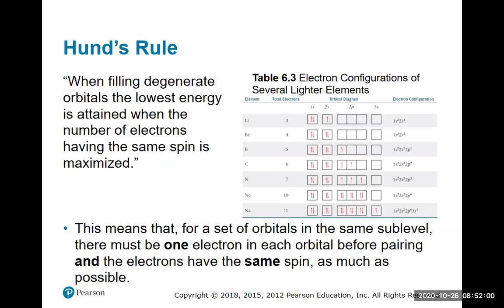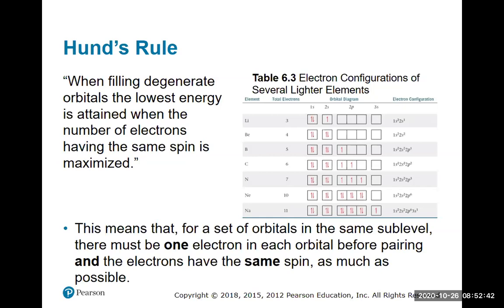What Hund's rule also means is that when you're at a particular sublevel, there needs to be one electron in each of the orbitals before you start pairing them. We have some examples here, so let's just go through these again. The lithium we talked about. Beryllium, that one's kind of obvious because you fill the 1s with 2 electrons, and then building off of the lithium, you would add that second electron to the 2s orbital before you went to 2p.